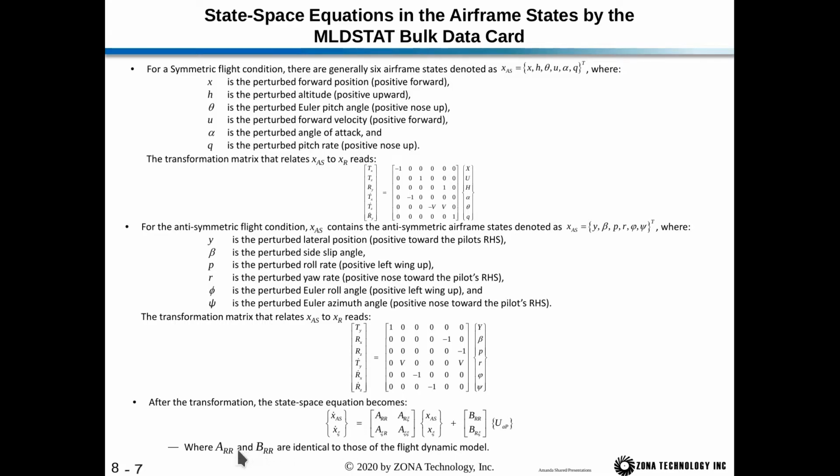So ARR and BRR, the terms here and here, are identical to those of the flight dynamic model. And then you can see we have the cross-coupling terms here, and then this is the purely elastic portion of A.